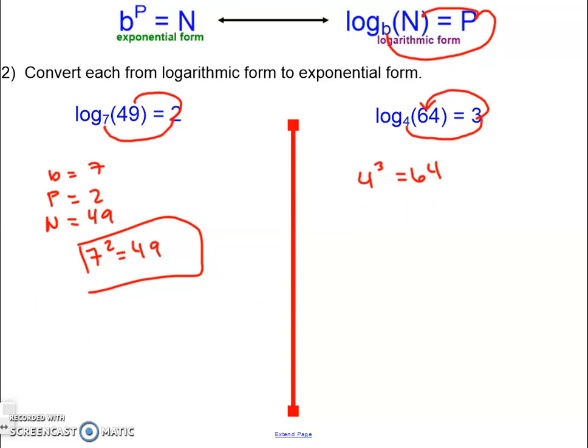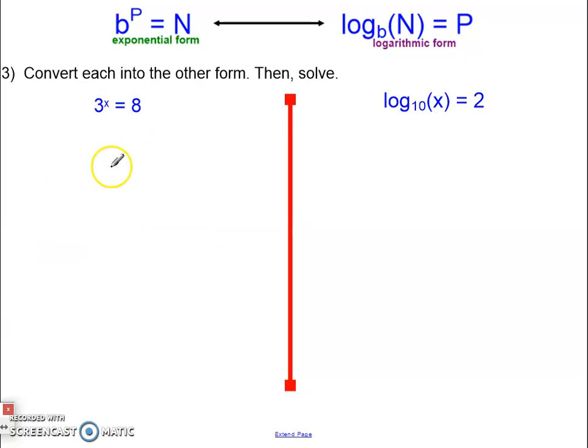There's not a cute, clever way for going from exponential to logs, unfortunately. Sorry. For our third set, we have either exponential or logarithmic, and we need to convert it to the different format. And then we need to solve for x.